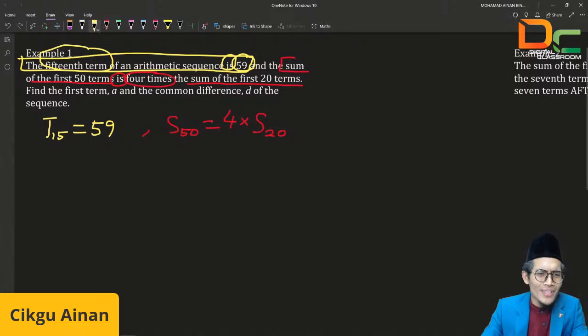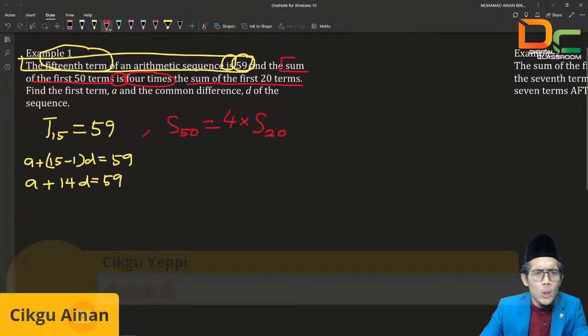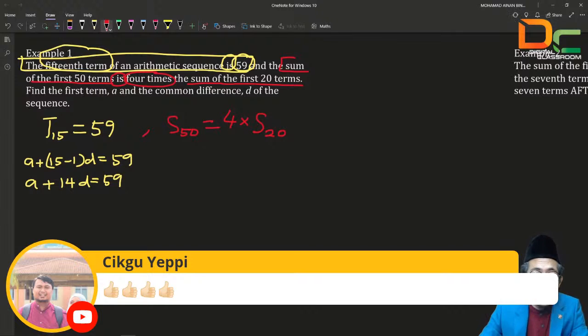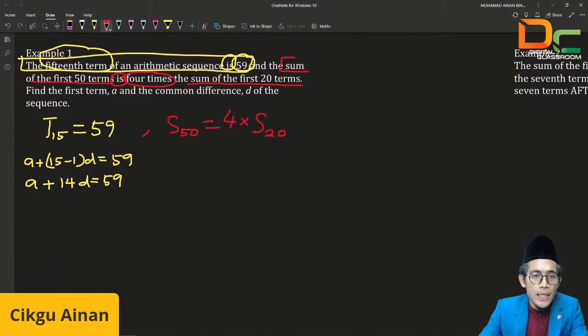So just change this using the formula. T15 is A plus 15 minus 1, multiplied by the common difference, is 59. And then we simplify it, we get 14D, plus A equals 59. Now for the sum, the formula for the sum is 50 over 2, double the A, the first term, and plus 50 minus 1 multiplied by the common difference.